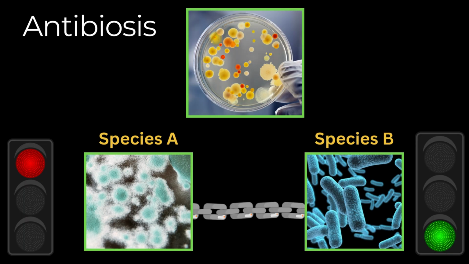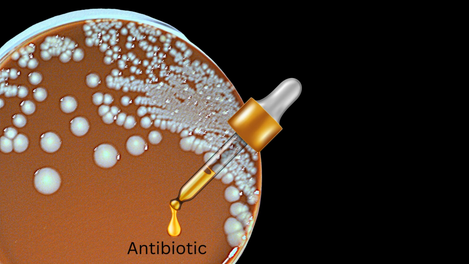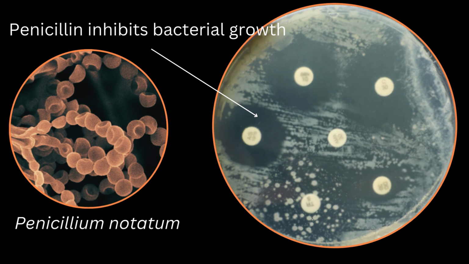Antibiosis refers to a relationship where one organism produces chemicals that inhibit or kill another organism. This association benefits the organism producing the chemicals by reducing competition or potential threats. Antibiosis is common in microbial interactions where microorganisms produce antibiotics or toxins. The classic example of antibiosis is the production of penicillin by the fungus Penicillium notatum. Penicillin inhibits bacterial growth, giving the fungus an advantage by reducing bacterial competition for nutrients.